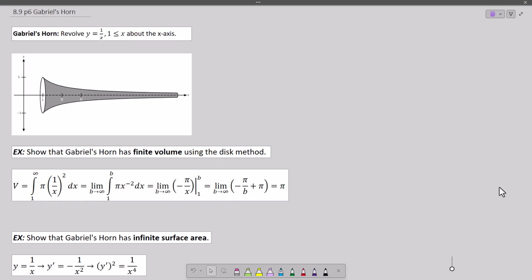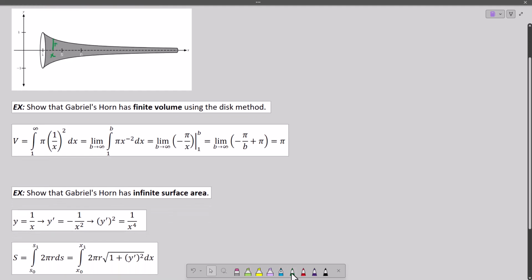Let's first find the volume of Gabriel's horn. The volume is very easy to find because we can use the disk method. We can imagine an arbitrary x right here. There's the radius. So we have pi r squared. The radius is the function, 1 over x. So we get pi r squared. That's an improper integral because we're going 1 to infinity. So we're going to focus on the integral first.